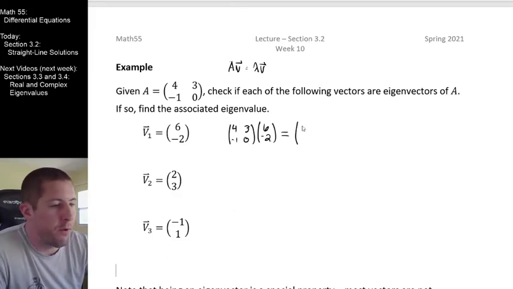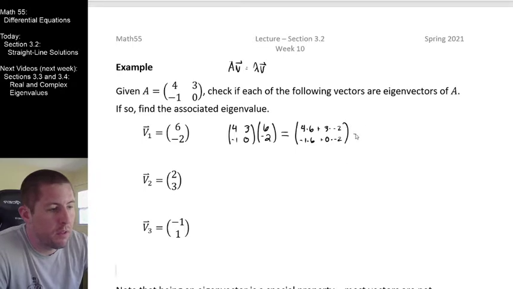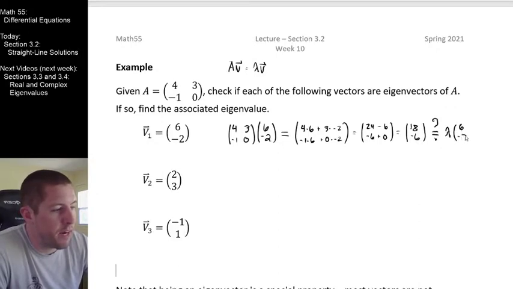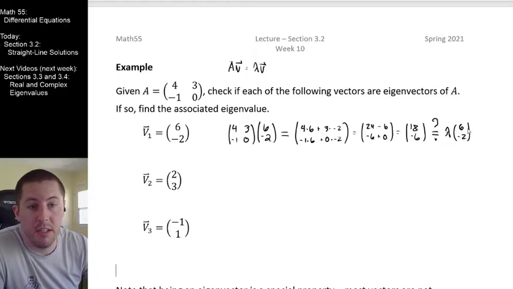So I'm going to get 4 times 6 plus 3 times negative 2. That's my top. On the bottom, row times column is negative 1 times 6 plus 0 times negative 2. That's going to give me 24 minus 6, and negative 6 plus 0, which is 18 and negative 6. The question is, is this equal to some constant multiple of the original proposed vector? And it looks like the answer here is yes.